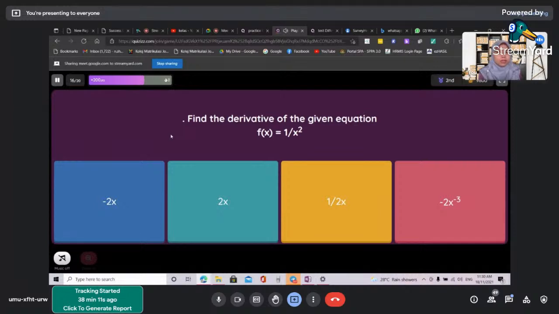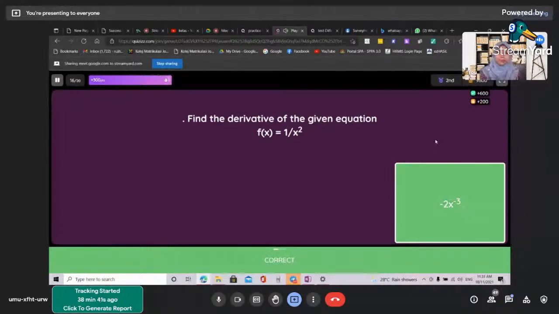Okay, so this one is quite easy. The variable is in the denominator, so you can bring it on the top, but the power must become negative. So the fourth one. Okay, the fourth one. Okay, good.